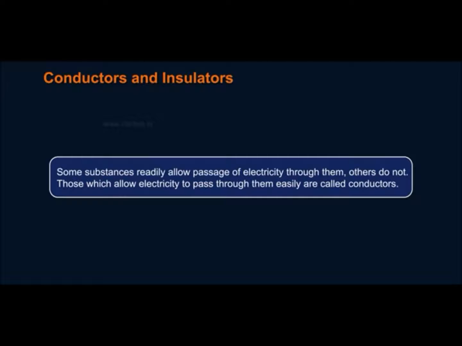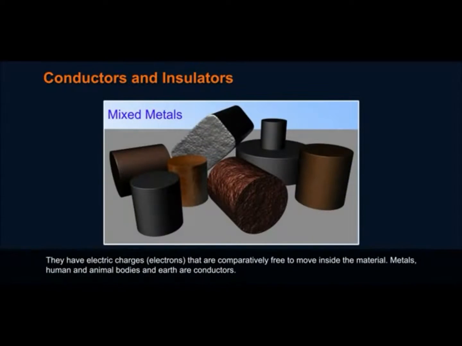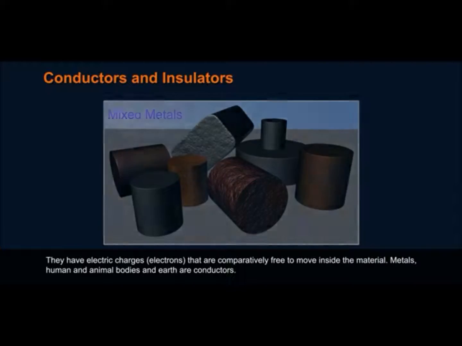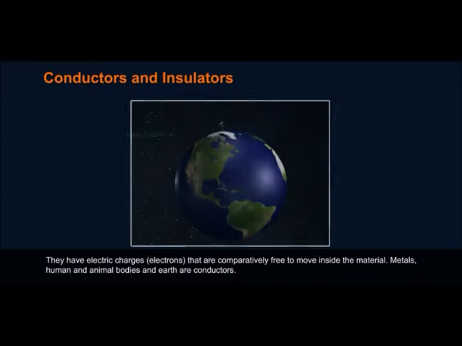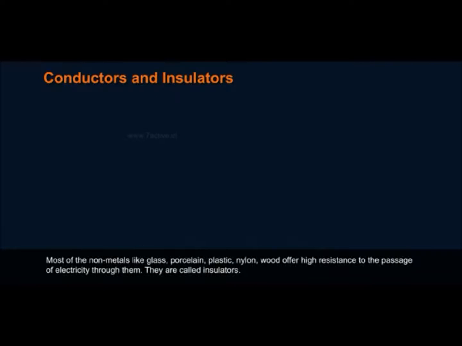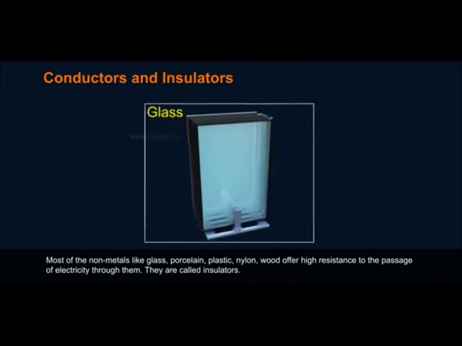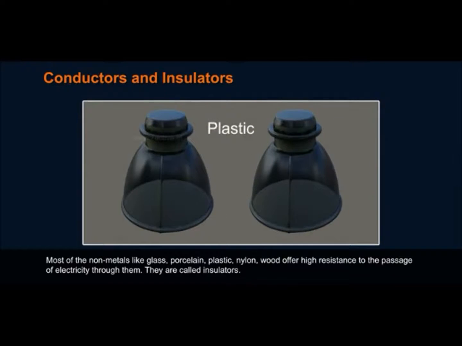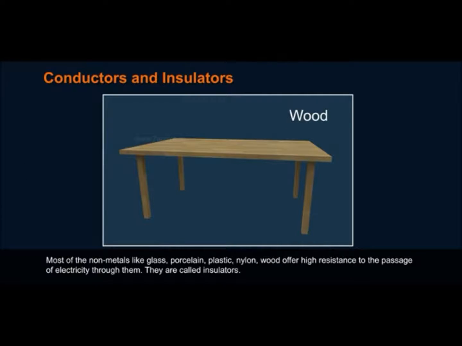Some substances readily allow passage of electricity through them. Others do not. Those which allow electricity to pass through them easily are called conductors. They have electric charges, electrons, that are comparatively free to move inside the material. Metals, human and animal bodies, and earth are conductors. Most of the non-metals, like glass, porcelain, plastic, nylon, wood, offer high resistance to the passage of electricity through them.